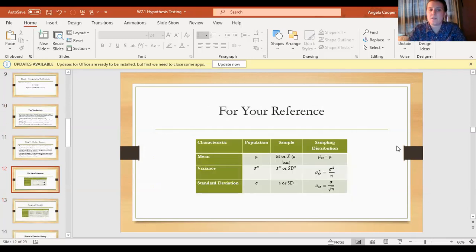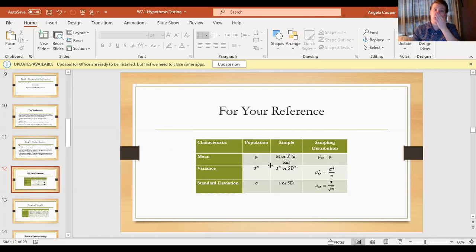Okay. So here's some tables and charts for your reference moving forward, showing the difference between the population distribution, sample distribution, and sampling distribution of the means. So the mean for the population is mu, the variance for the population is sigma squared, and the standard deviation for the population is just sigma. Keep in mind that when we square the standard deviation, we have the variance, and when we take the square root of variance, we have the standard deviation.